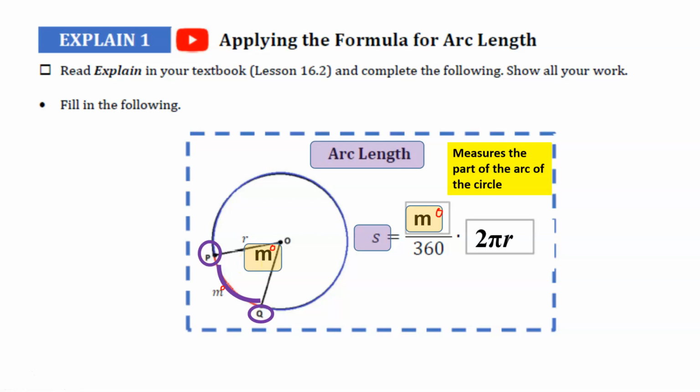And then we're going to multiply that by, this should look familiar, it looks like circumference, 2 pi r, otherwise known as our radius. So I'm going to write that in. Radius.